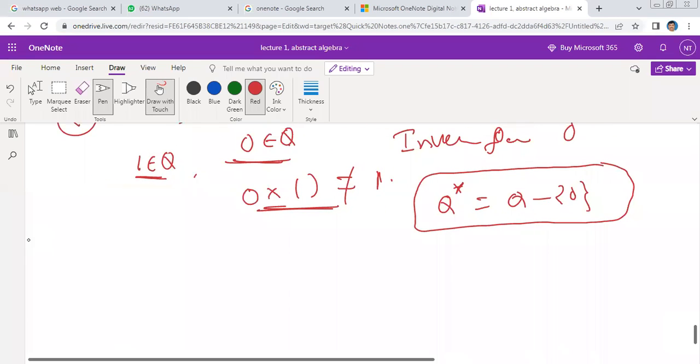Let me ask one more question for you. Other than those sets, suppose I'm taking, consider G is equal to the set of all elements 5 to the power of n such that n belongs to Z. My set is this one. Does this G form a group under multiplication?